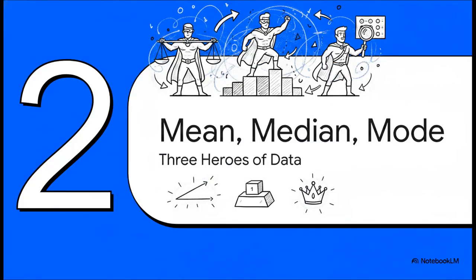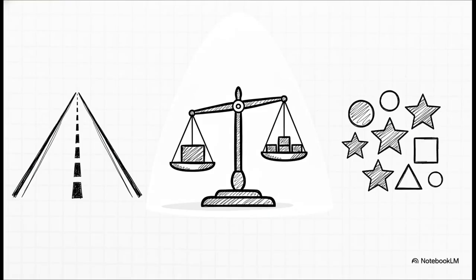Section 2. Mean, median, and mode. The three heroes of data. These three measures, also known as statistical averages, each provide a totally different lens for viewing our data. The mean is your classic, everyday arithmetic average. The median requires ranking your data and finding the exact middle point, kind of like the median strip on a highway. And the mode just looks for the most frequent, popular value in the whole set. So the crucial point is that each of these measures is perfectly suited to different types of data sets. But for the rest of this explainer, we're going to put the narrative spotlight entirely on the mean.